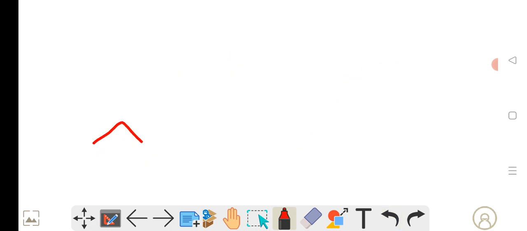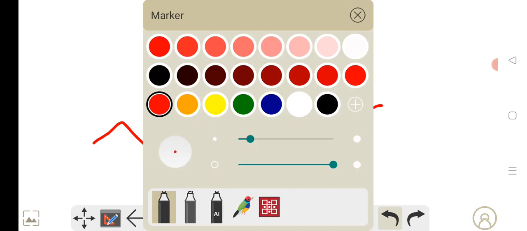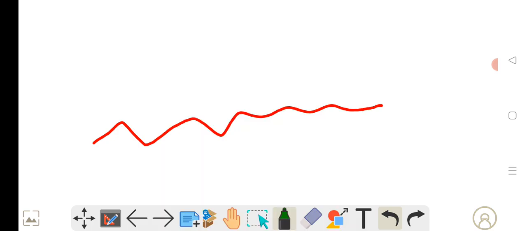I am taking a rough surface like this. Okay, this is the rough surface. Now see here, again you have to take parallel incident rays. I am taking parallel incident rays. Now one ray is falling here, the other ray is falling here, and the other ray is falling here.